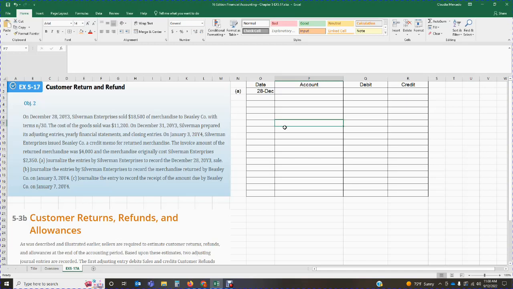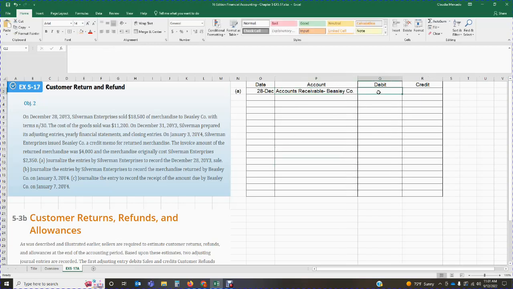The terms are net 30. Silverman Enterprises needs to collect from Beasley within the 30-day time period. So we, Silverman Enterprises, sold to Beasley Company $18,500, and Beasley Company has 30 days to pay us back. So what do we have to do if we sold something on account? We sold some goods, but we have not received payment for them yet. So if we have not received payment for something, we always set up a receivable. We're going to set up a receivable for Beasley Company.